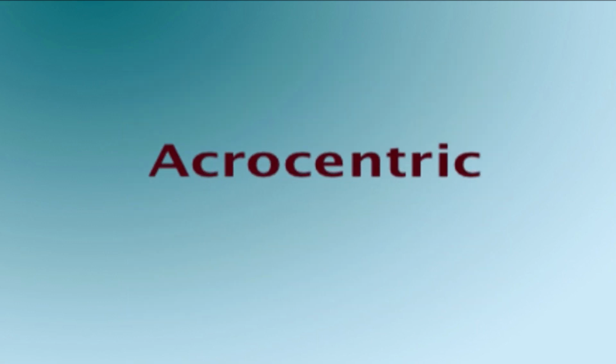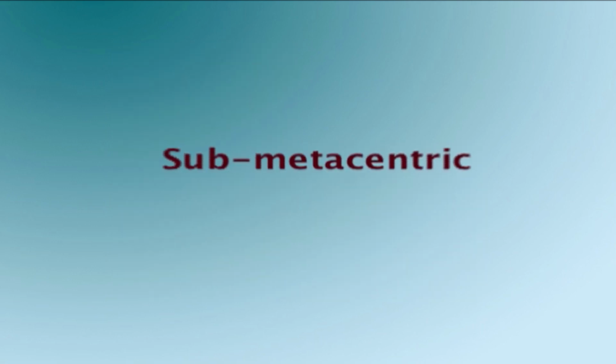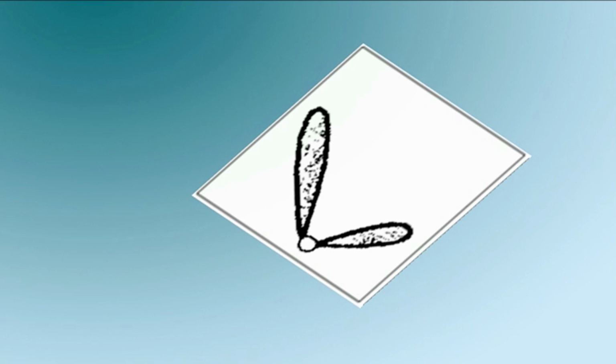Acrocentric: when the centromere is situated near one end, forming a long arm and a very short arm or even an imperceptible short arm, the chromosome appears rod-shaped. Submetacentric: when the centromere is situated slightly away from the middle, one arm of the chromosome will be shorter than the other. Such a chromosome will appear L-shaped during anaphasic movement.